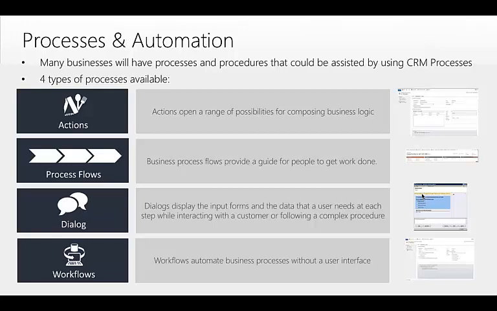The next one are business process flows. Now, business process flows provide a guide for people to get work done. With business process flows, you can define a set of stages and steps that are then displayed in a control at the top of the form. People advance to the next stage by using the next stage button. You can make a step required so that people must enter data for the corresponding field before they can proceed to the next stage. Typically, business process flows are used in scenarios such as sales process and case resolution process.